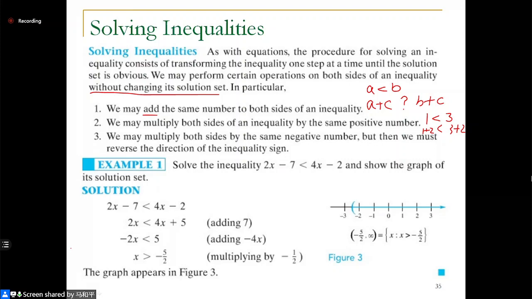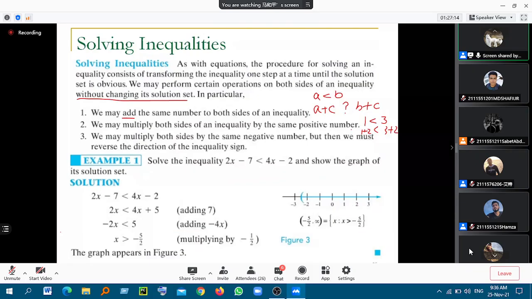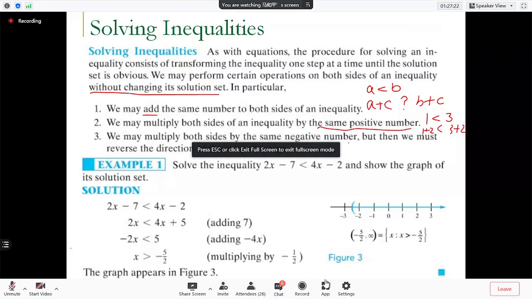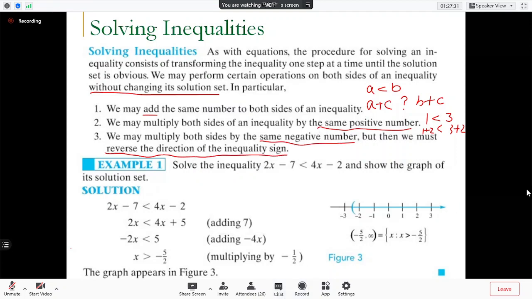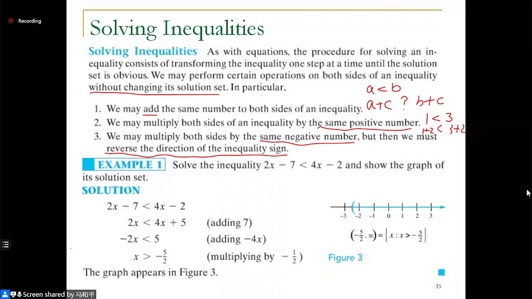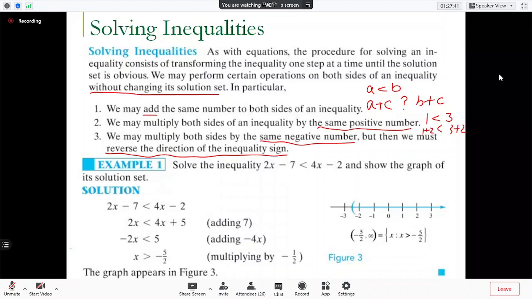And we may multiply both sides of an inequality by the same positive number. And we may multiply both sides by the same negative number, but then we must reverse the direction of the inequality sign. Reverse the direction of an inequality sign. And I hope you understand this.